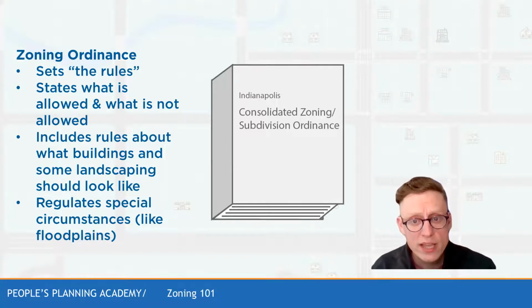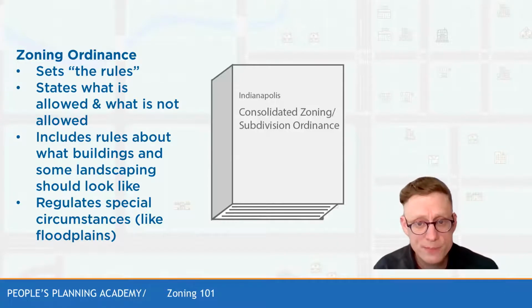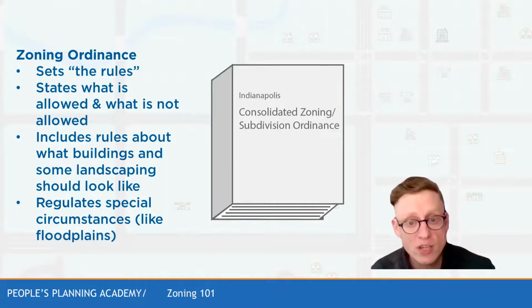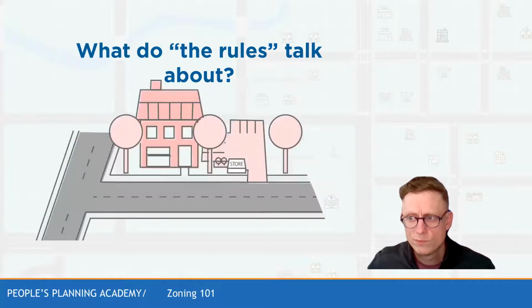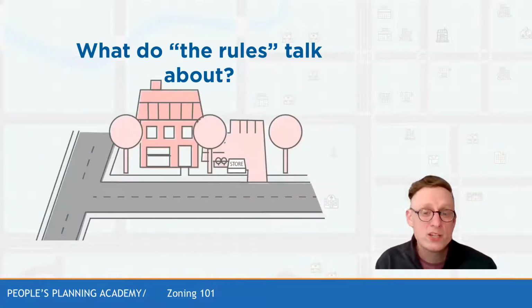In particular, it talks about what is allowed and what isn't allowed in zoning districts. It also includes rules on what buildings and some landscaping should look like. Additionally, the zoning ordinance regulates special circumstances like floodplains. So there are over 700 pages within the zoning ordinance.